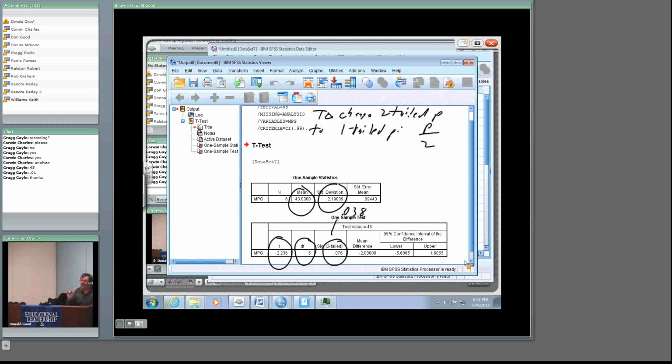Okay, let me write something down, then I'll go back and talk about things. Somewhere you're going to say, t for 5. Where does 5 come from? That's the degrees of freedom. It gives you that. The t-value is negative 2.236.